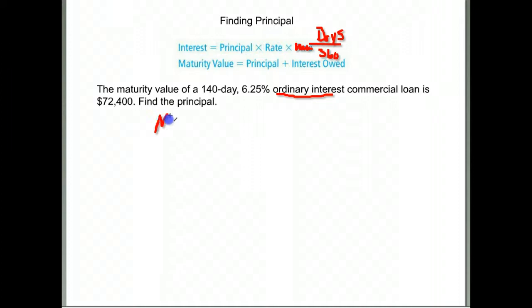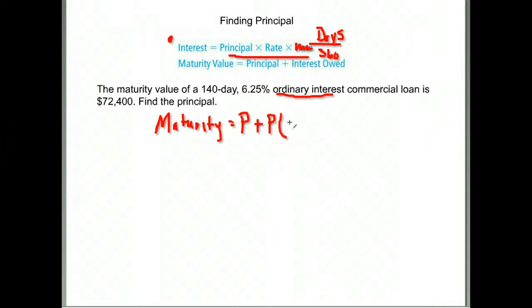Okay, so again, the maturity value is equal to the amount of principal, which we don't know. I'm just going to call it P, plus the amount of interest owed. We also don't know the exact interest owed, so we're going to go up here, and for interest, we're going to put these amounts in. Okay, the principal was P times our rate. Our rate was 6.25%. We move the decimal over, we get 0.0625. Times the amount of time. It was 140 days at ordinary interest. So that's the number of days, 140 divided by 360.